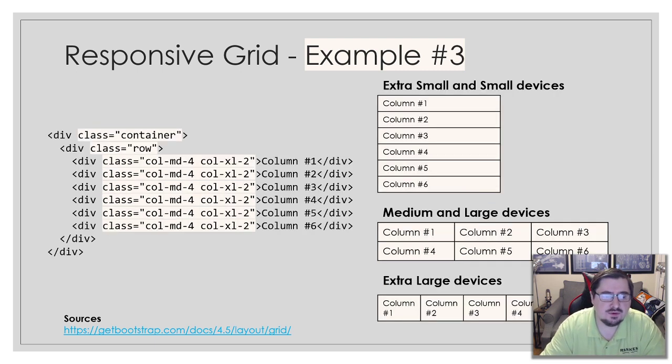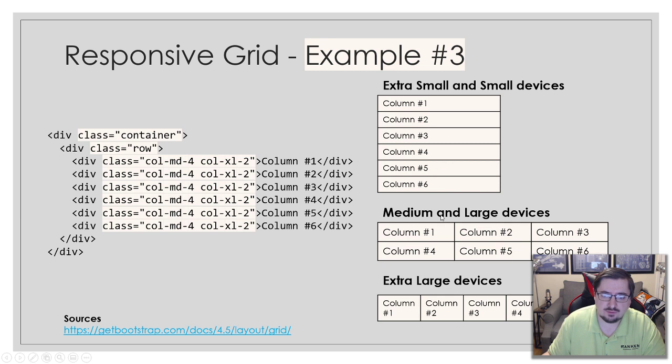Okay, so let's look at another example. Maybe I want it to take another step. So the first one we saw, I had 3 things and they were either vertical or horizontal. Well, maybe if I have more things, I have some more options. So here we're going to start on small devices. This is what I'm trying to achieve on small devices and extra small devices.